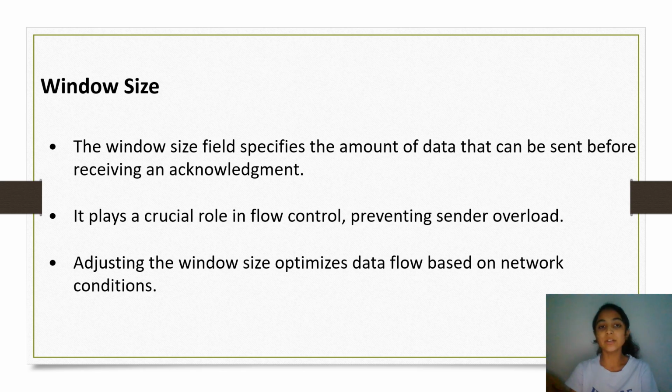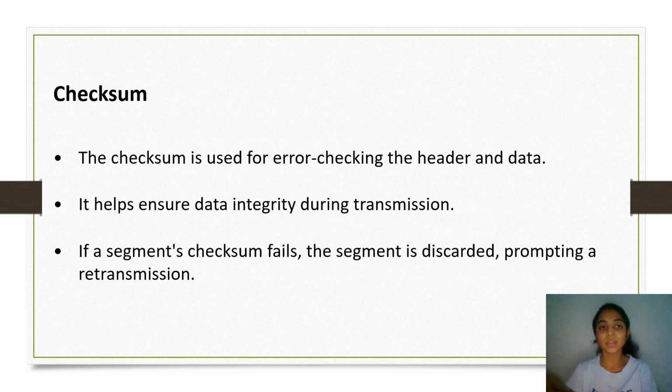Window size. The window size field specifies the amount of data that can be sent before receiving an acknowledgement. It plays a crucial role in flow control, preventing sender overload. Adjusting the window size optimizes data flow based on network conditions.